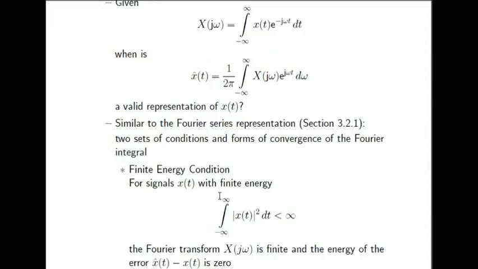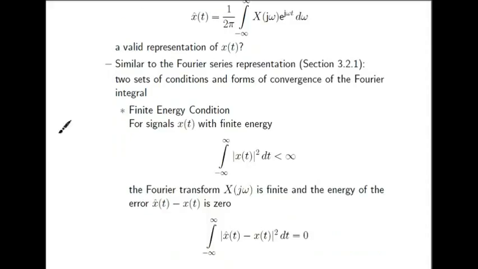So the signal x of t must have finite energy. This is the expression for that. The Fourier transform X of j omega is finite, and the energy of the difference between x hat of t and x of t is 0. These are the finite energy conditions for the Fourier transform.